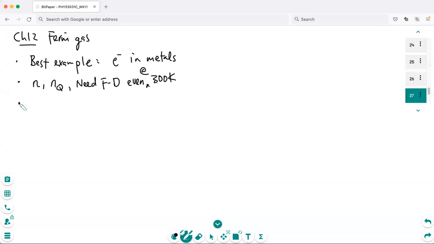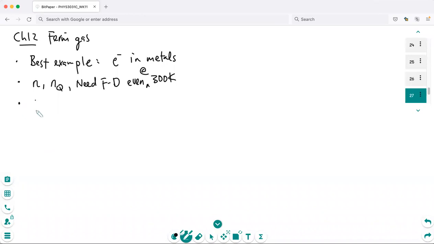If I give you a lump of material and ask you, is it a metal or a semiconductor, you probably won't be able to tell me. But deep down, they are described by different statistics at room temperature. Okay, so we need to talk about electrons in metal, and we need to use quantum statistics.